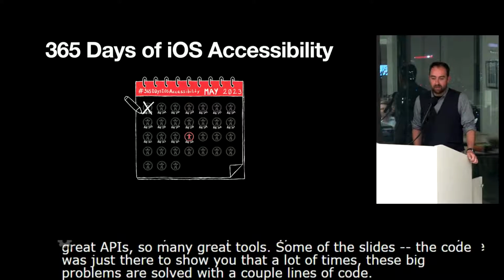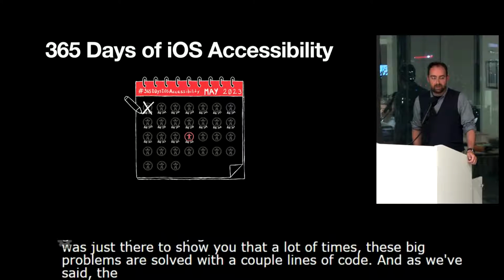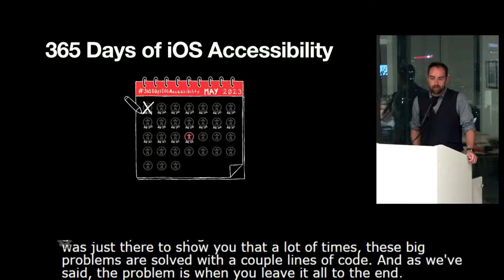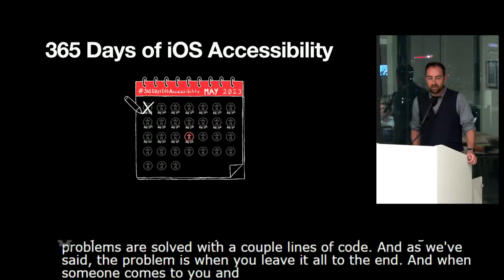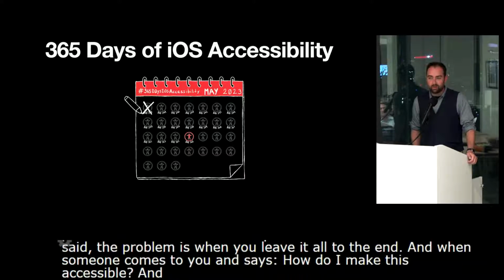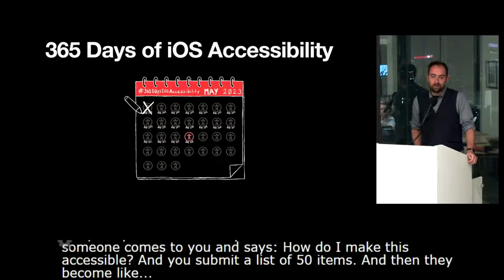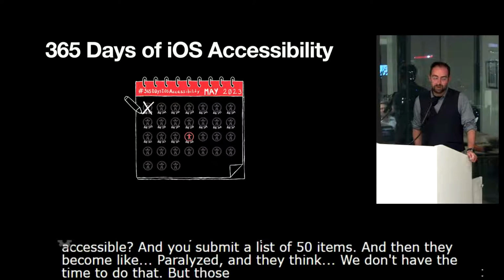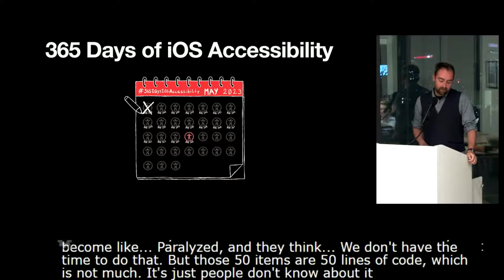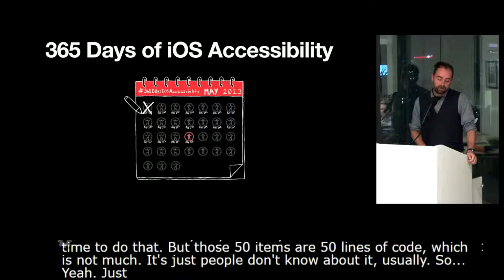And as we've said, the problem is when you leave it all to the end, and when someone comes to you and says, how do I make this accessible? And you submit a list of 50 items, and then they become paralyzed, and they think, oh, we don't have the time to do that. But in reality, those 50 items are 50 lines of code, which is not much. It's just people don't know about it usually. So yeah, just a 360 days job.